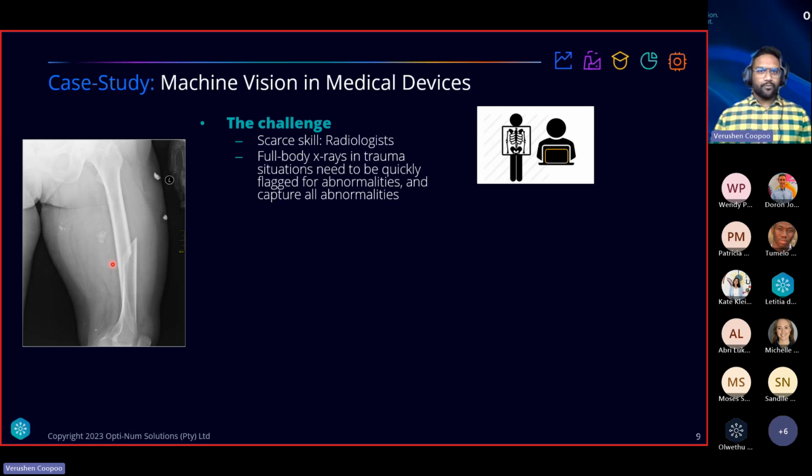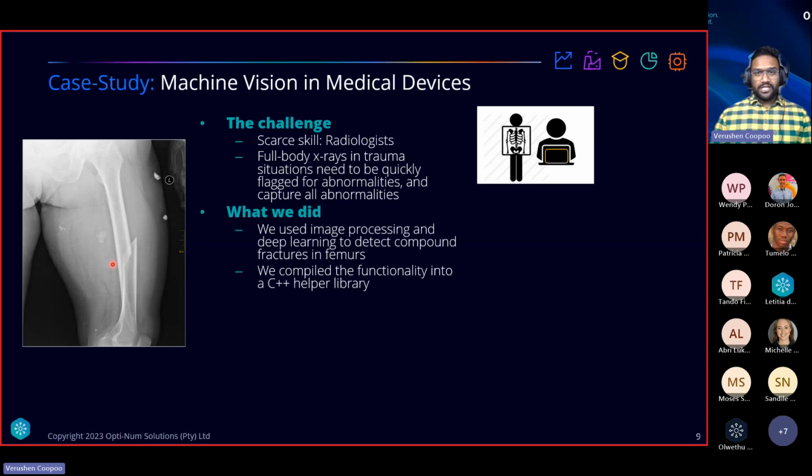So our challenge that we faced and that we wanted to solve for our client is that radiologists and trauma surgeons, people who would work with these type of images, are a scarce skill. And full body x-rays in trauma situations need to be looked at quickly because time is of the essence, especially in an emergency situation. But it's complicated by the fact that specialist medical practitioners are quite scarce in South Africa.